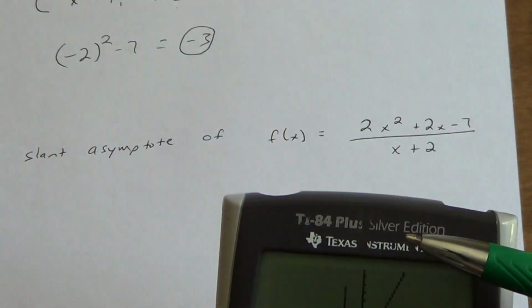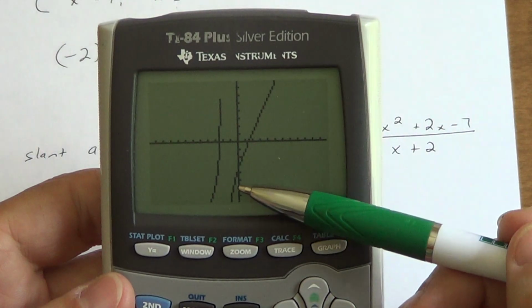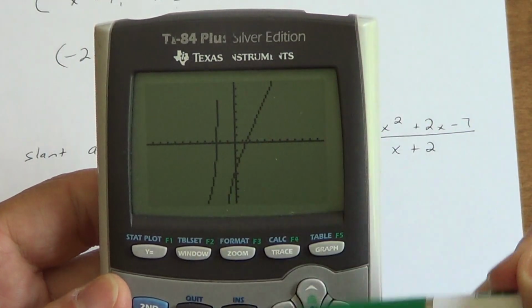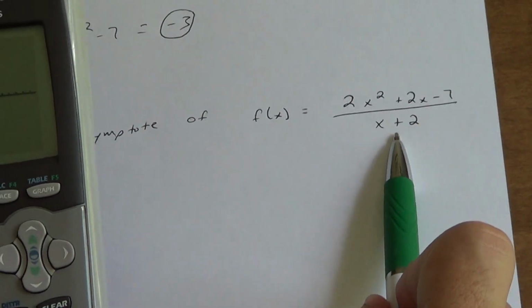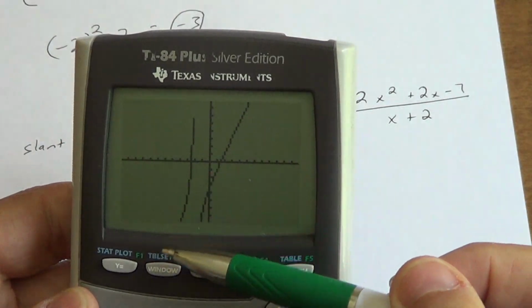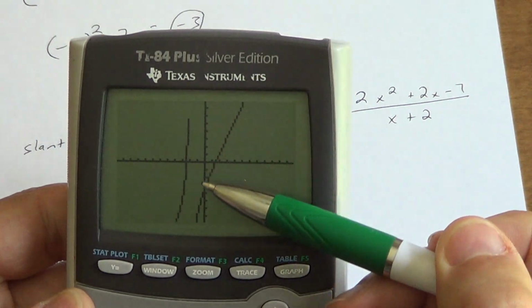Hopefully what you can see here is this graph curves like this. There's actually a vertical asymptote right there, x equals -2. But then there's also what we call a slant asymptote that's cutting right through here. And that's what we want to find.